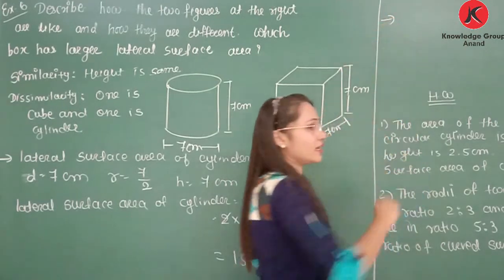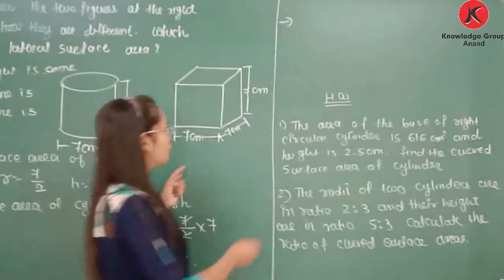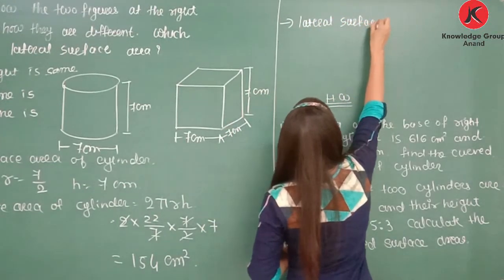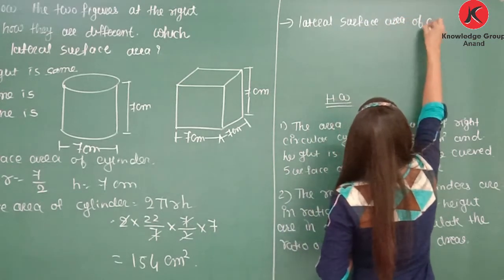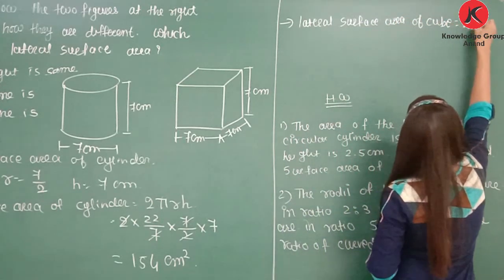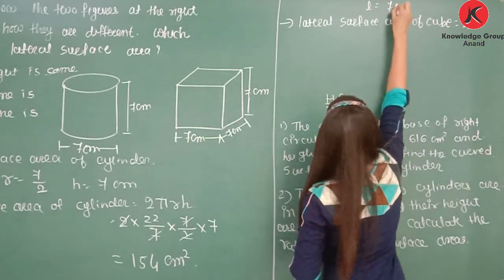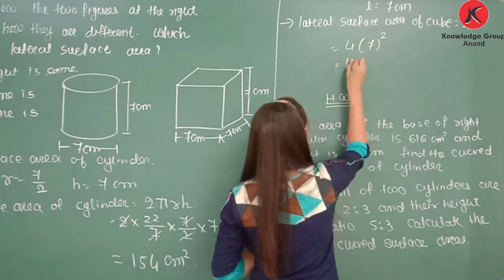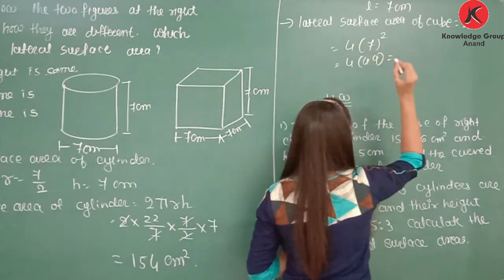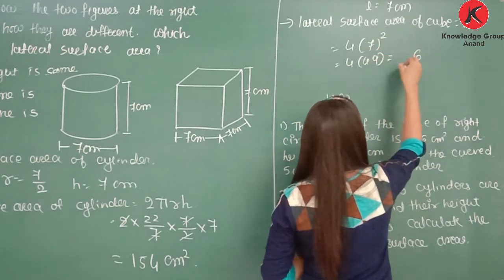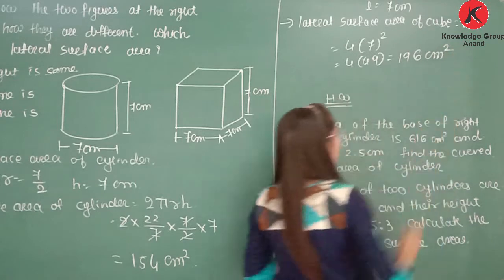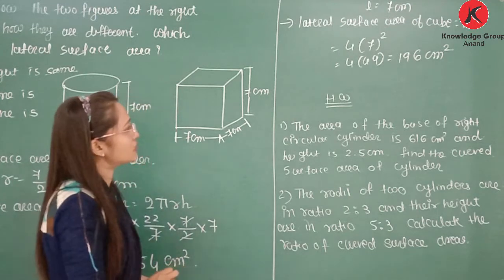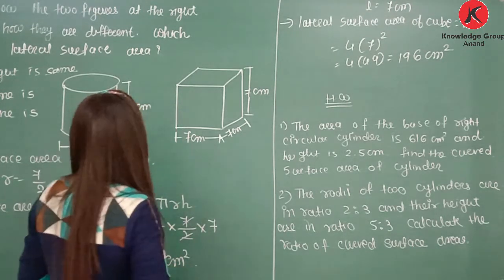Now lateral surface area of a cube. So here we can write lateral surface means only for the four sides. So lateral surface area of a cube is 4L, here L will be 7 centimeter. So 4 times 7 square, 49, 196 centimeters square. So lateral surface area for a cylinder is 154 centimeters square and lateral surface area for a cube is 196 centimeters square with the same height.